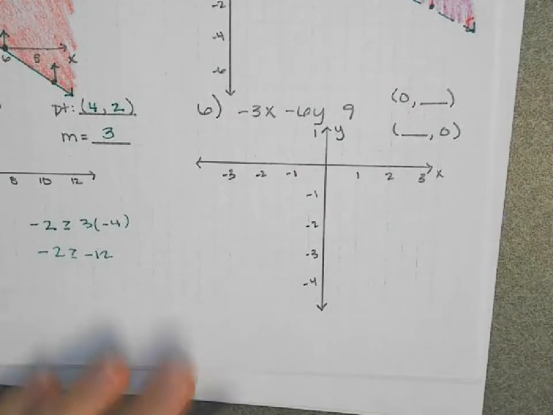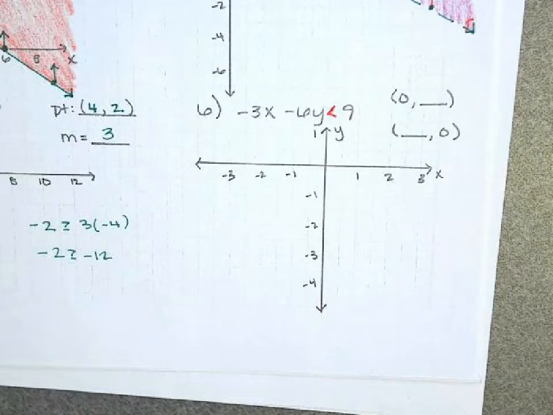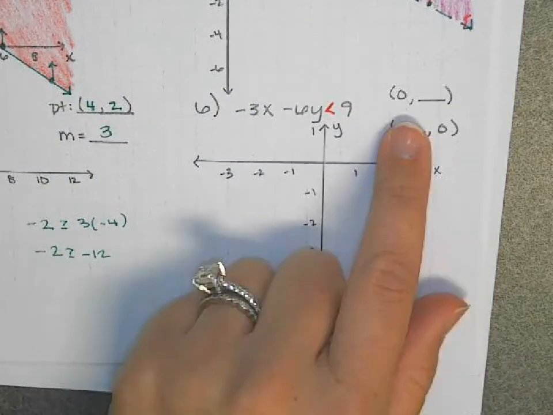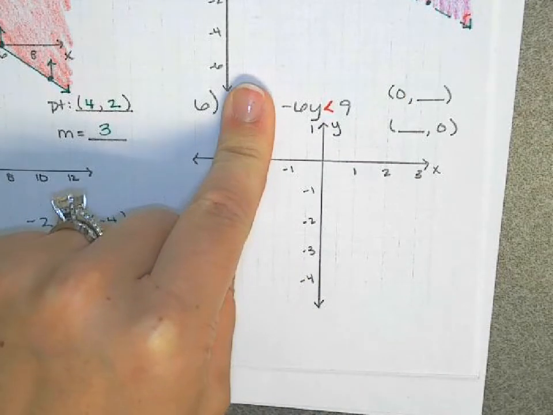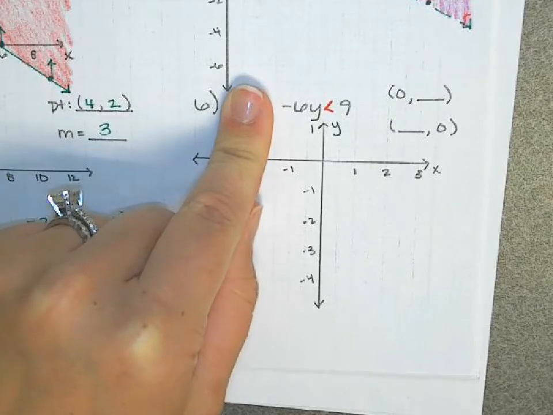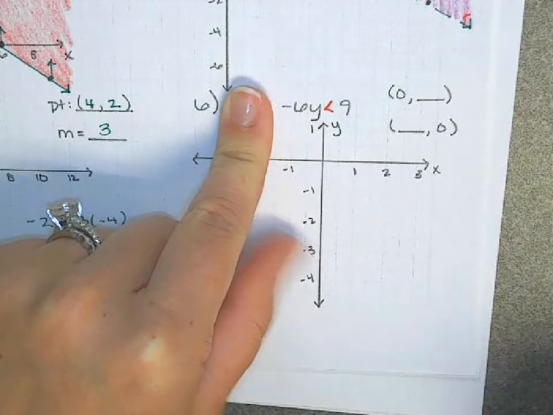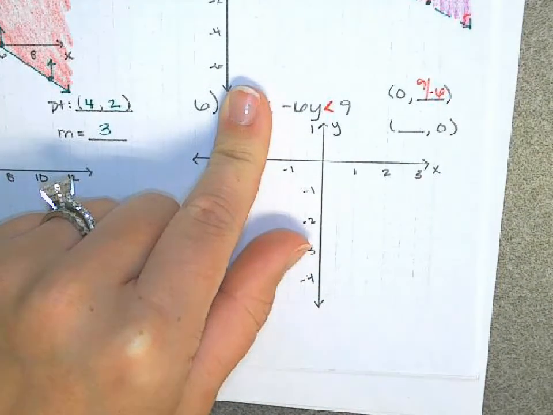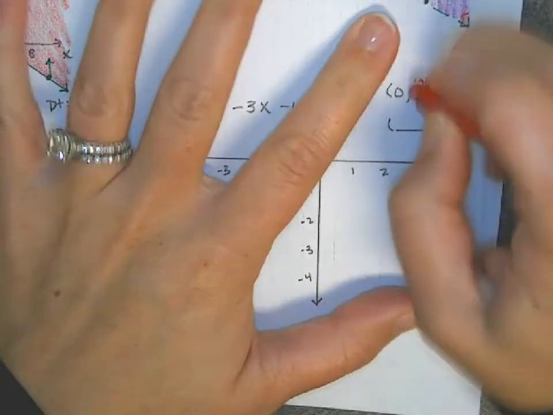Next one, less than sign. Negative 3x minus 6y is less than 9. My y-intercept, 0. If I plug in 0 here, that term goes away. Oh, that's okay. All right, divide both sides by negative 6. Y would have to be what? 9 over negative 6, but that reduces. Yeah, 3 over 2, so negative 3/2.